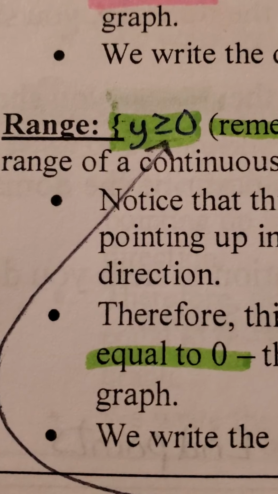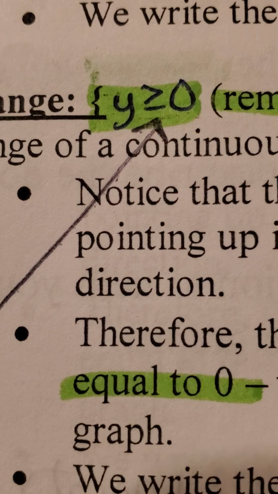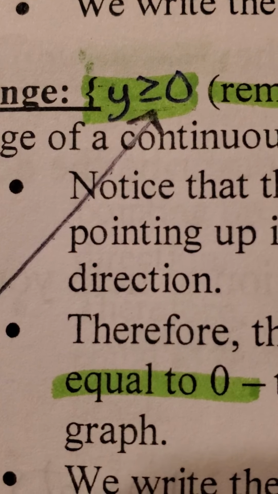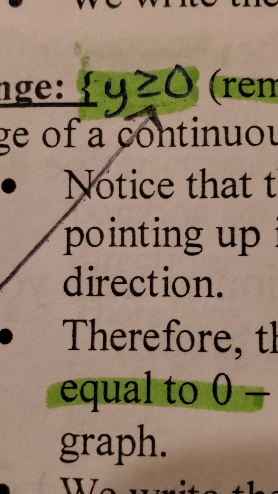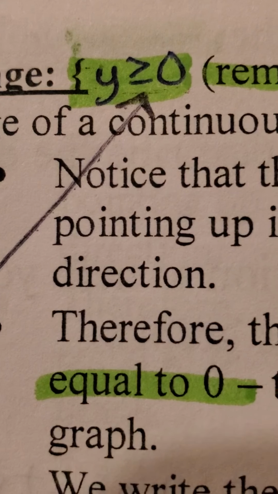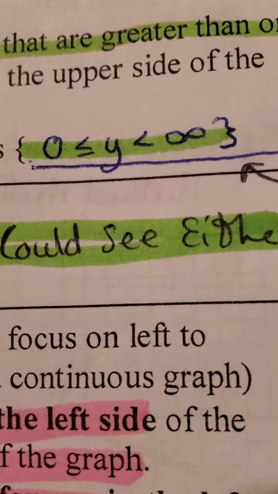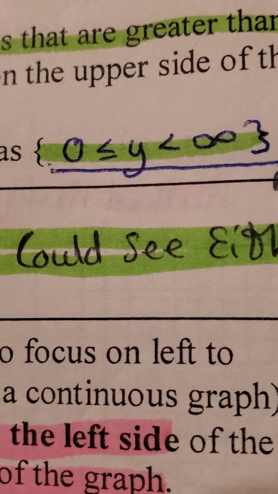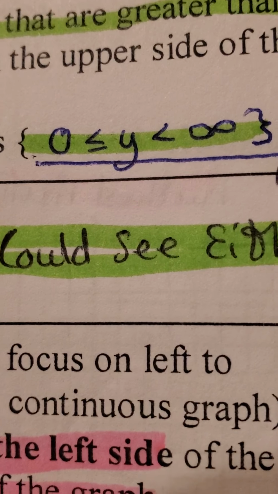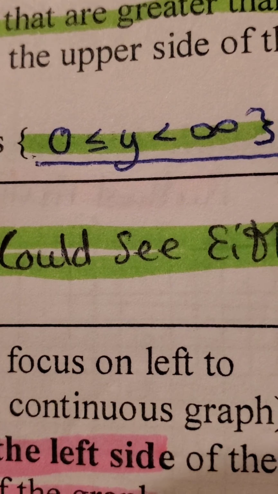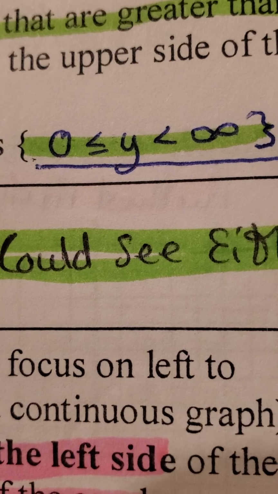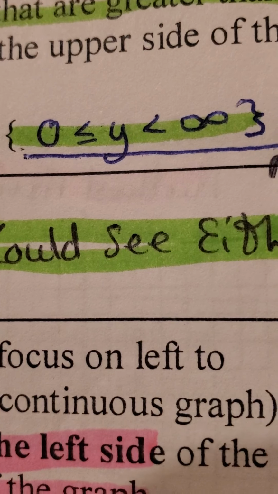So the way we could write our range answer is y is greater than or equal to 0. That's because the y values will always be 0 or greater. So you could write it as y is greater than or equal to 0. Or really similar to what we saw up above, 0 less than or equal to y. That's the only change. The x turned into a y. And finally, less than infinity.